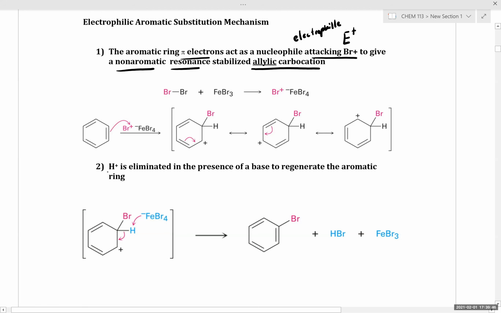Next, H plus is eliminated in the presence of base to regenerate the aromatic ring. So we have attack onto our electrophile, then elimination to regenerate our aromatic ring. So this is the classic electrophilic aromatic substitution mechanism, and it's a nice two-step mechanism. Does this make sense to everyone? Any questions on this mechanism?